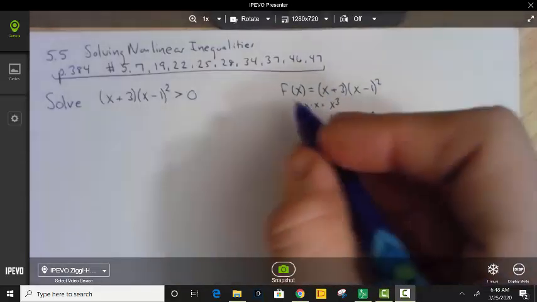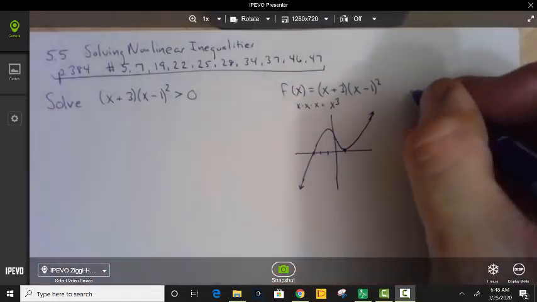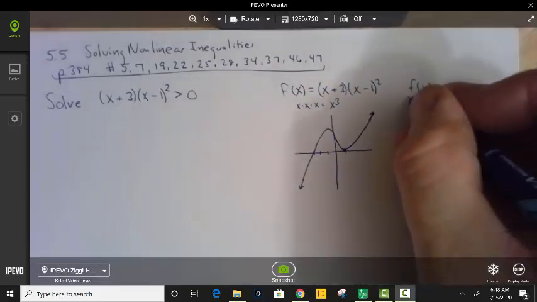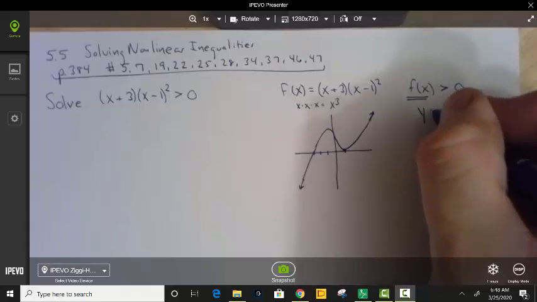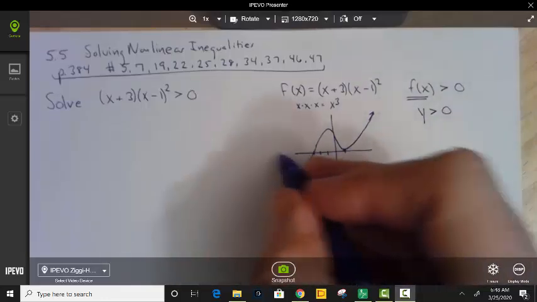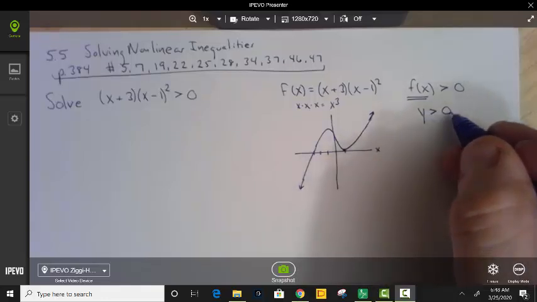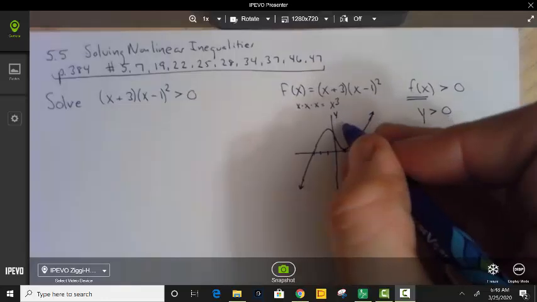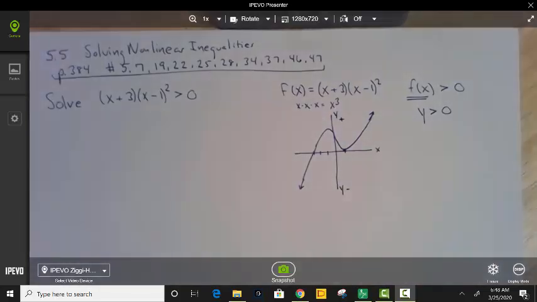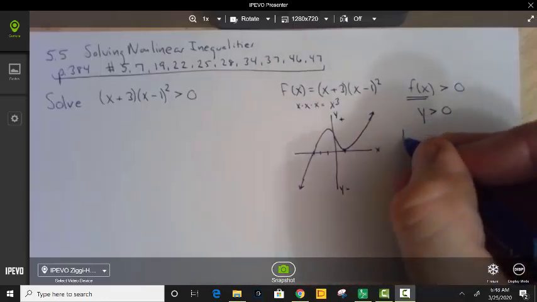And now, if I replace x plus 3 times x minus 1 squared with f of x, we get f of x is greater than 0. And remember, f of x is just the same thing as y, so that's just saying y is greater than 0. Here's the x-axis, and this is saying the y values are more than 0. Here's our y-axis. Here's where the y values are positive, and down here the y values below the x-axis are negative.